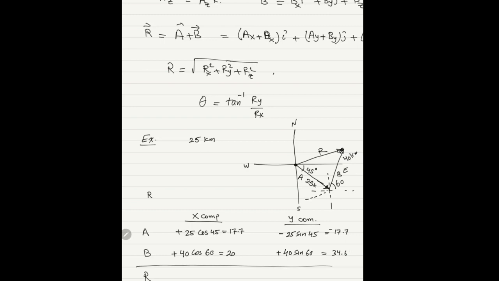Now, if we add these components, it will give us Rx and Ry. So Rx is equal to 37.7, and Ry is equal to 16.9. Rx is the x component of the resultant vector, and Ry is the y component of the resultant vector.